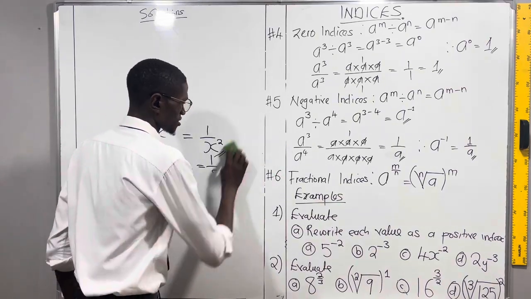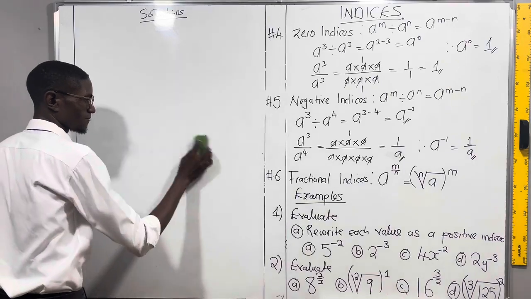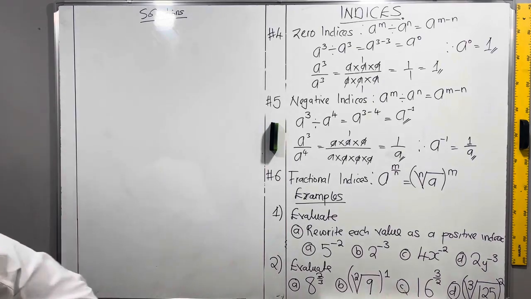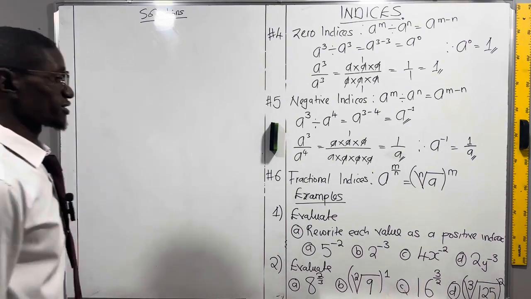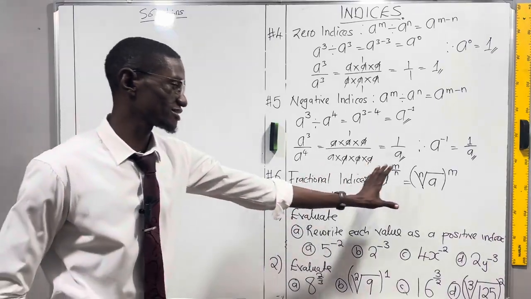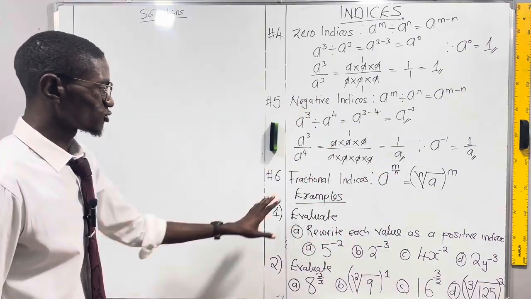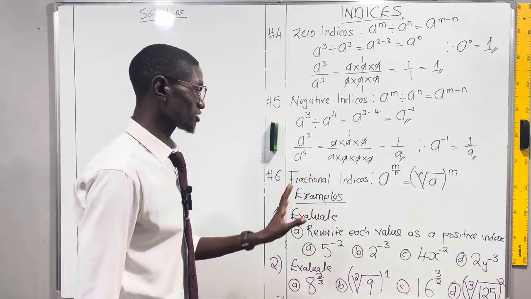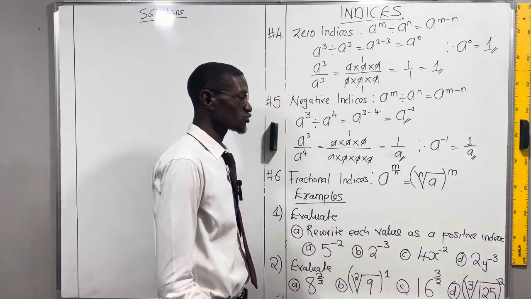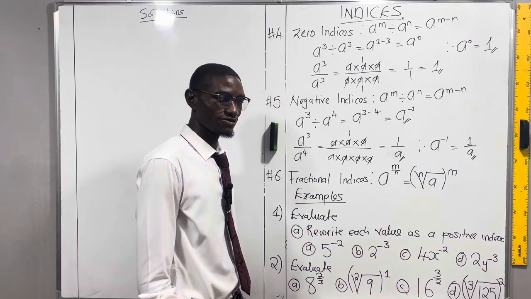Let us now look at these questions so that this can sink in. Let me just create some space over here. Alright, so the first example, we're not yet done. Let us look at fractional indices before we get to the examples. Alright, so we're done on negative indices. Now when we come down to fractional indices, we have 8 to the power m over n. In this case, you notice the power is a fraction. How do you deal with a question that has the power as a fraction?